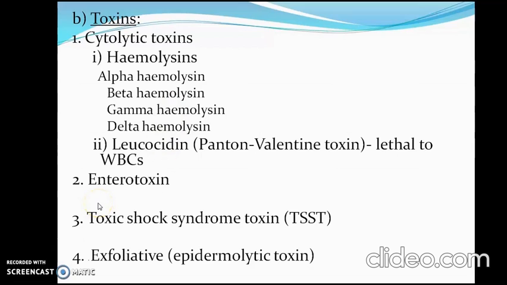And the other one is the leukocidin. It is otherwise known as Panton-Valentine toxin, and it is also responsible for a lethal effect on the WBCs. And the next toxin is enterotoxin. This toxin is responsible for the manifestation of staphylococcal food poisoning. There are almost 8 antigenic types of enterotoxins found.